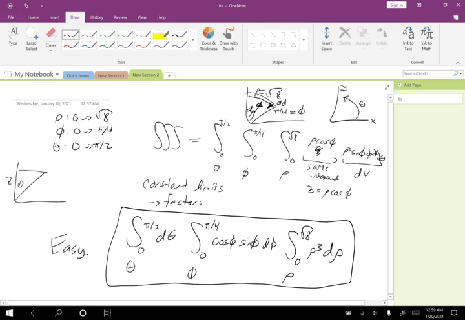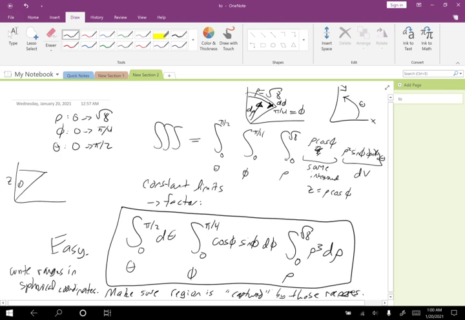Okay? So I think the hardest part is just setting up the integral. And so what you need to do is just write all the ranges in spherical coordinates, and make sure the region is captured by those ranges. Okay? So I think if you just follow this recipe, you'll be able to integrate anything you want in spherical coordinates.